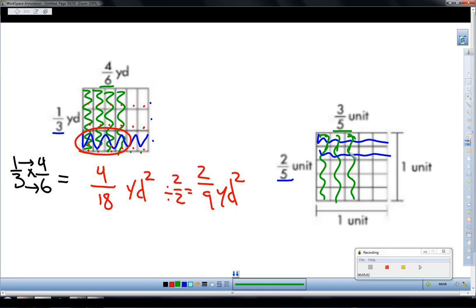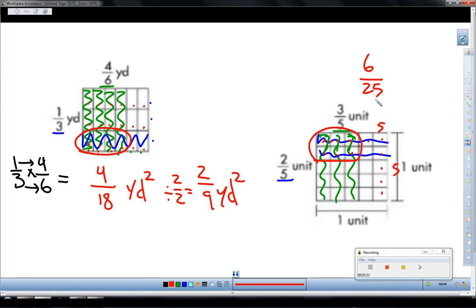So I have 3/5, 3 out of my 5 columns shaded in green, times 2/5, 2 out of my 5 rows shaded in blue. The boxes with blue and green are our answer. That would be 6 boxes out of, let's see here, I have 1, 2, 3, 4, 5 by 1, 2, 3, 4, 5. 5 by 5, that's a 25.